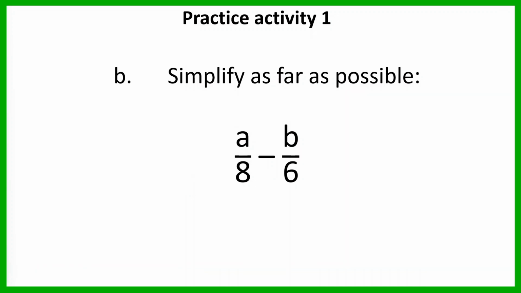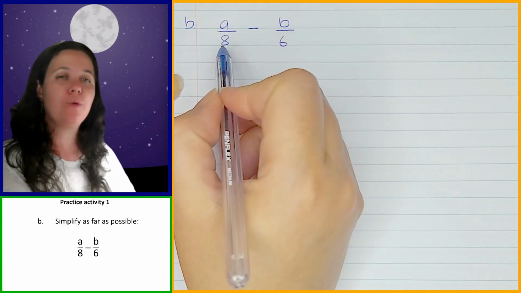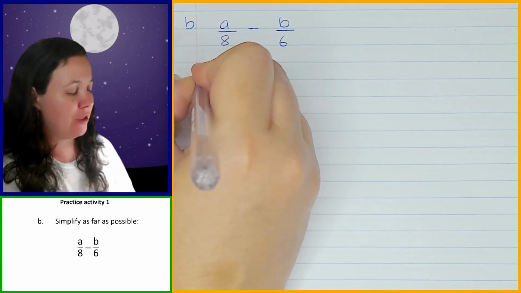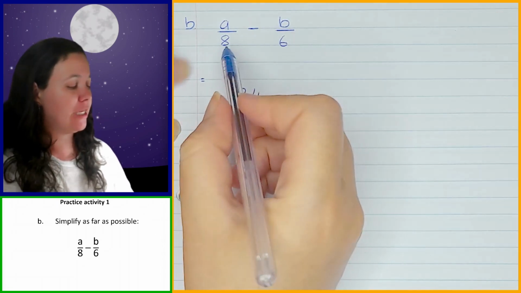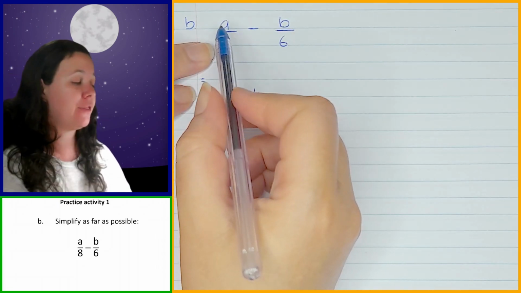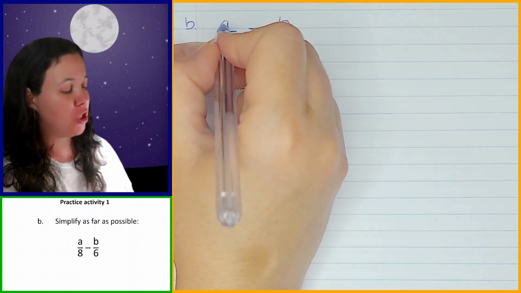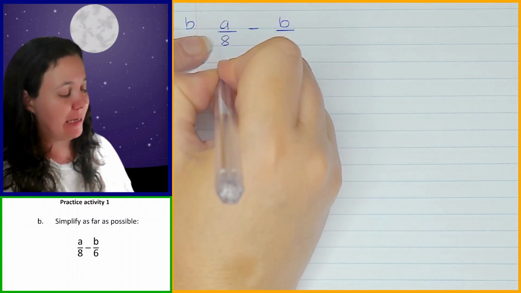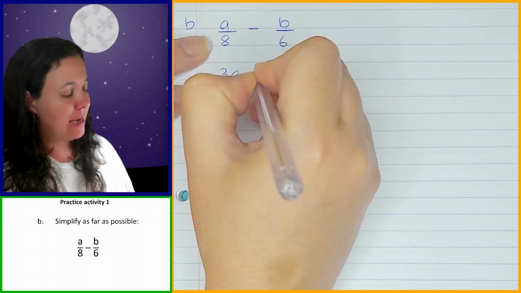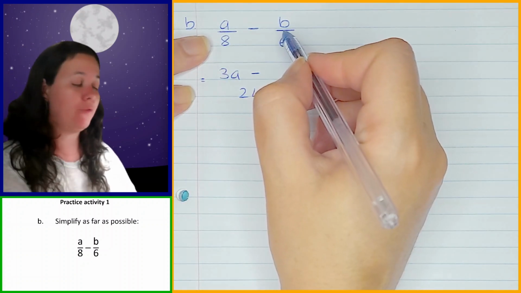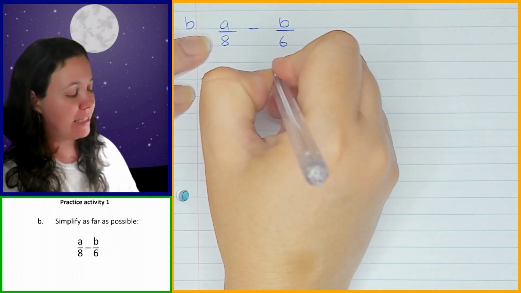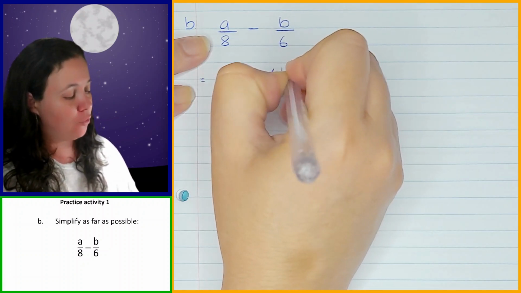Okay, so let's go through that question. First of all, with the denominators 8 and 6, you should have found that the LCD is 24. So I need to multiply 8 by 3. That means I'm going to multiply the top by 3. So that's 3 times a is 3a. And then minus, I need to multiply 6 by 4 to get 24. So I'm going to multiply the top by 4. And that gives me 4 times b is 4b.